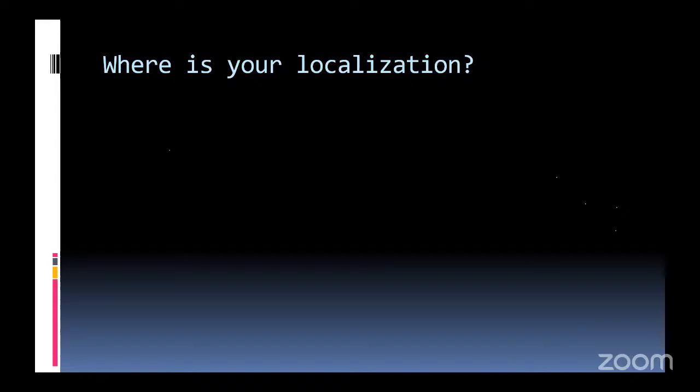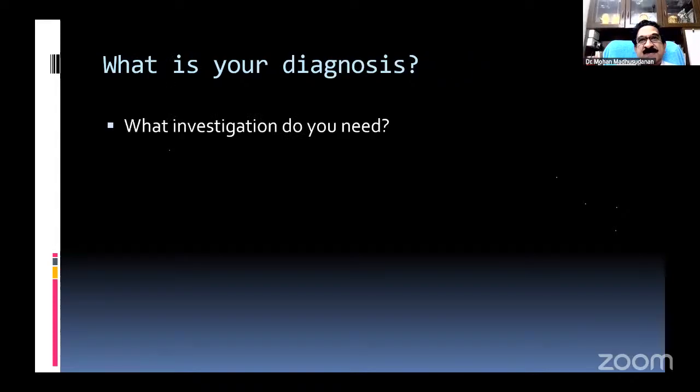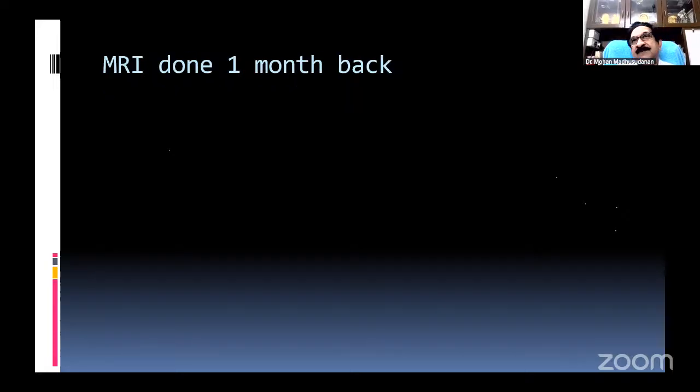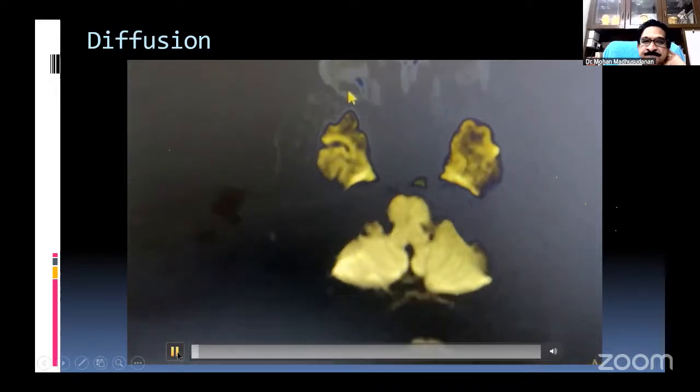Yes, sir. So what investigation would you like to do? I'll show the investigation. Obviously, you want an MRI to be done, which was done in the Gulf. That is more important than the present MRI. The present one is also important. This is the MRI done when the patient was admitted in the Gulf. It's a poor quality MRI, but I will show it one by one. This is copied from the CD.